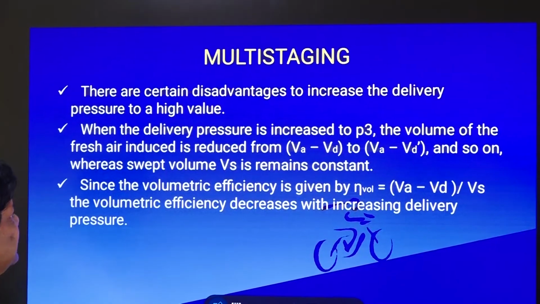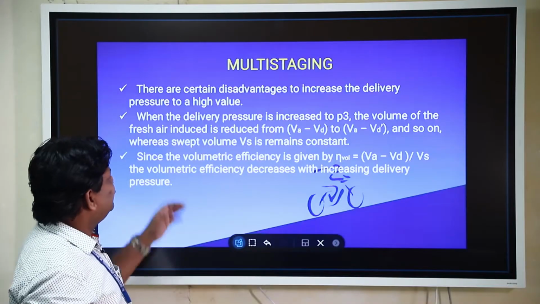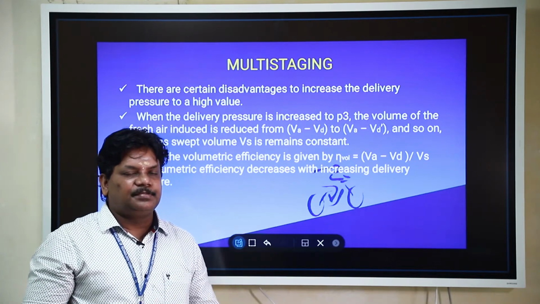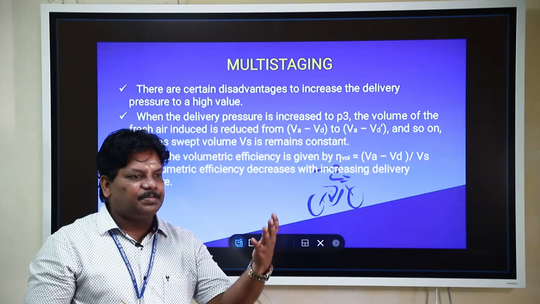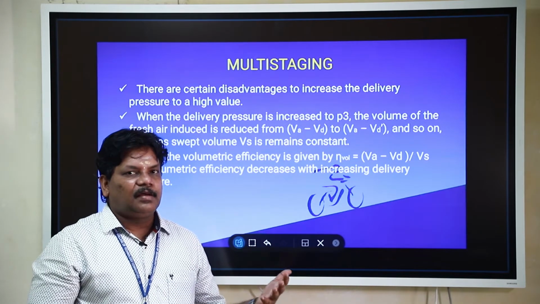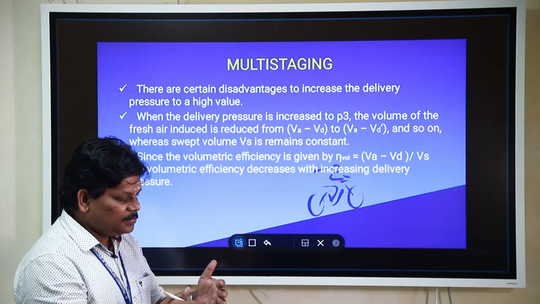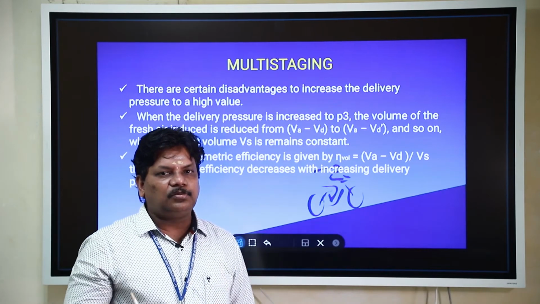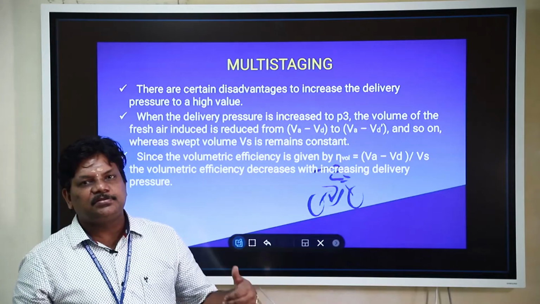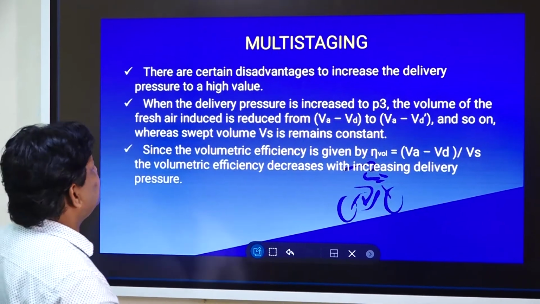Now we can go to multi-stage air compressors. There are certain disadvantages to increasing the delivery pressure to a higher value. In a single cylinder air compressor, you may not get that much high pressure. If you are in need of high pressure, you may not be able to get such highly pressured compressed air. That is not possible, so we go for multi-stage compressors. One by one, the outlet pressure of one cylinder will be the inlet pressure to the next cylinder, and it continues like that.